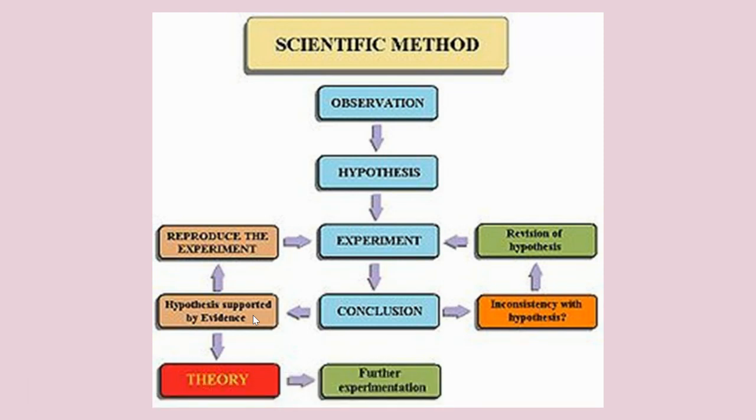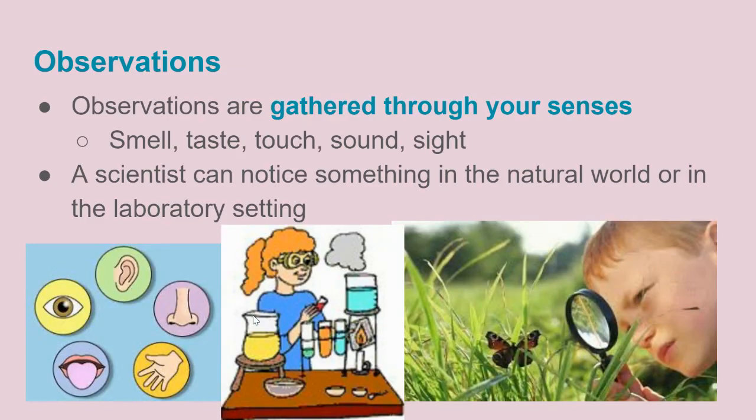If your hypothesis was not supported, you might make a new hypothesis, do a new experiment, and come to a new conclusion. Then, if your conclusion was supported, you might test again and again and again, reproducing the experiment until eventually it becomes a theory and you can go on to do further experimentation based on that theory.